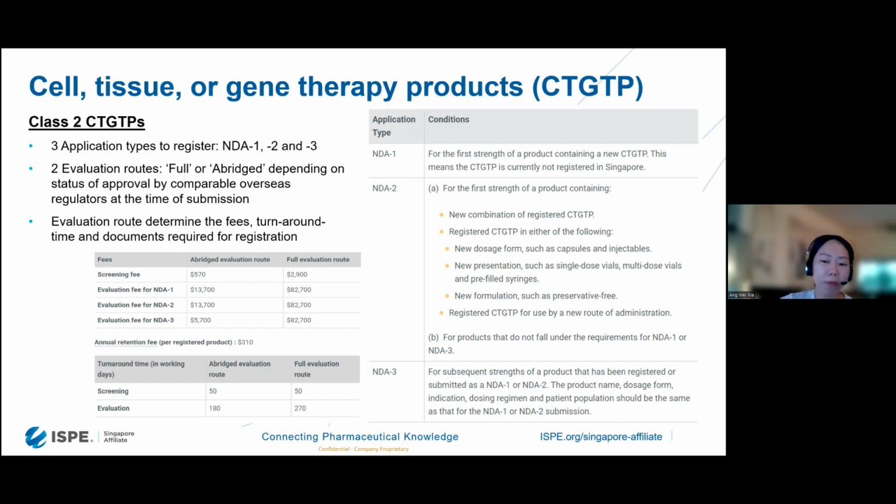If the product has been approved by at least one of the comparable overseas regulators at the time of submission, sponsor can register the CTGTP via the abridged evaluation route. If you are unsure about which application types or which evaluation route your product falls under, you may contact HSA for advice. So the comparable overseas regulators recognized by HSA are TGA Australia, Health Canada, FDA USA, EMA, and MHRA in the UK.